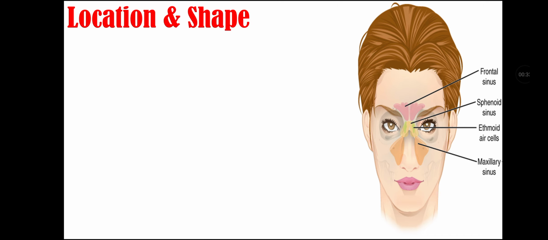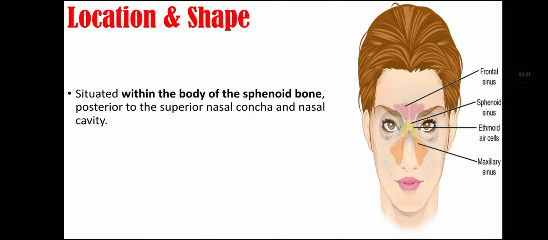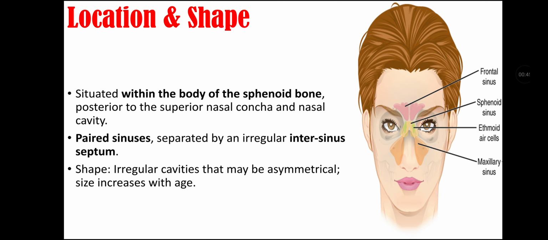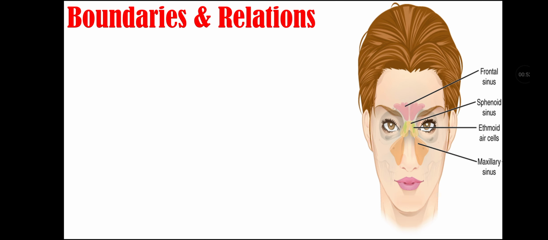Location and shape of sphenoidal sinuses. They are situated within the body of sphenoid bone, posterior to superior nasal concha and nasal cavity. They are paired sinuses that are separated by an irregular intersinus septum. Their shape is irregular cavity that may be asymmetrical, and their size increases with age.